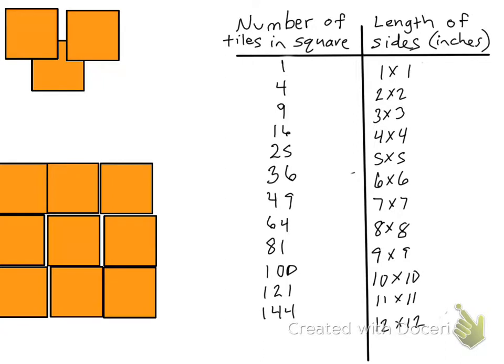Now I've got all of the sizes of squares up to having 12 tiles on each side. It would go 1, 4, 9, 16, 25, 36, 49, 64, 81, 100, 121, and 144. These numbers are called perfect squares because if I use that number of tiles, I can make a square. This goes by 1, so 1 times 1, 2 times 2, 3 times 3, 4 times 4, etc.